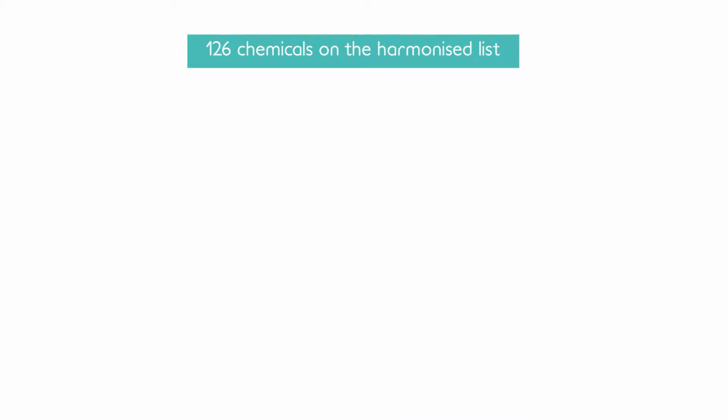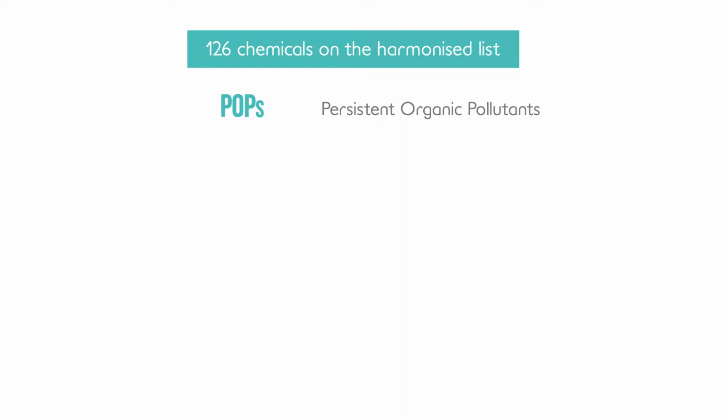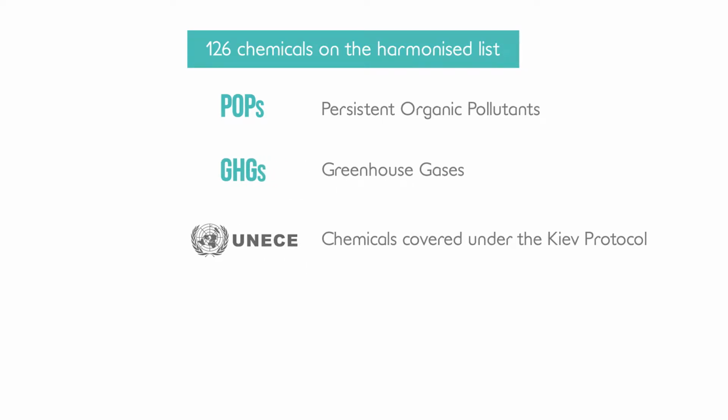The 126 chemicals on the harmonized list include all persistent organic pollutants, all greenhouse gases, all chemicals covered under the UNECE protocol on PRTRs, also known as the Kiev Protocol, and additional chemicals covered by at least 4 PRTRs.